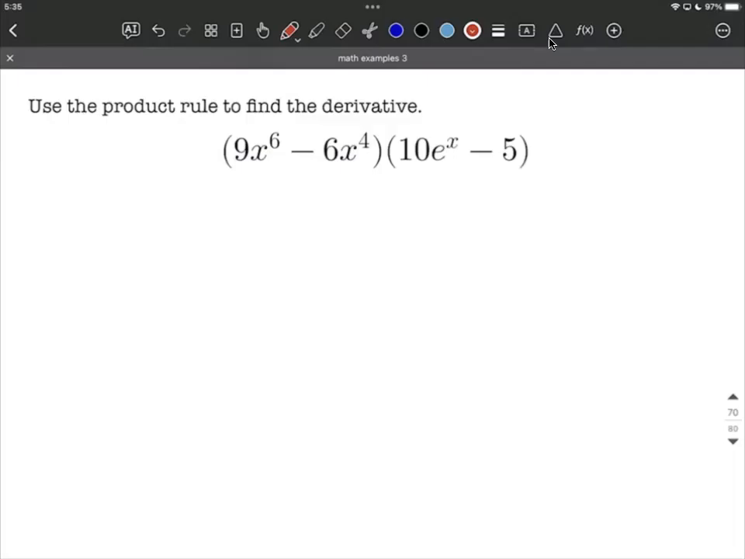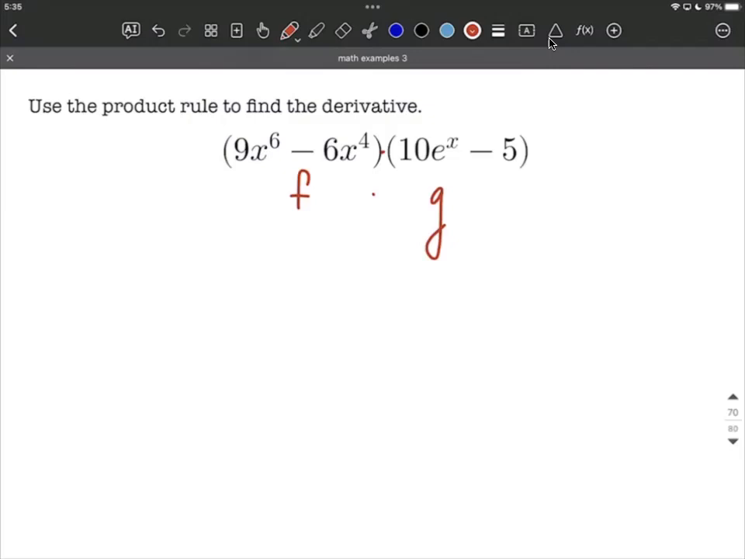Let's use the product rule to find this derivative. So we have two functions that are basically multiplied together here. The first set of parentheses, I'm going to consider that to be f, and then the second set of parentheses, I'm going to call that g. So f is 9x to the 6 minus 6x to the 4th, g is 10 e to the x minus 5, and let's map out how to use the product rule.